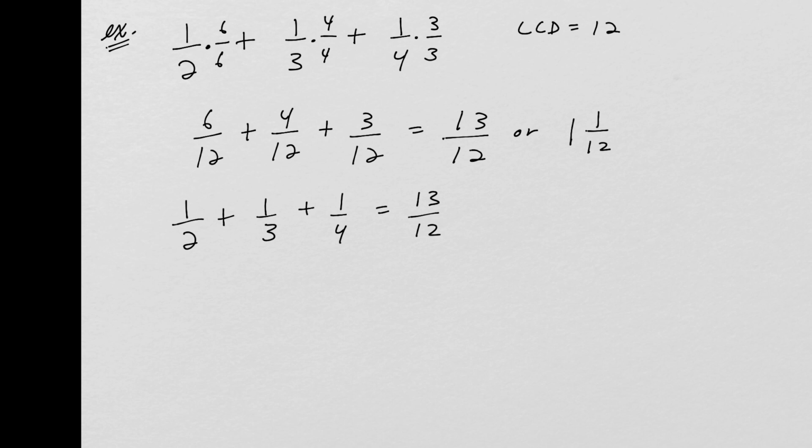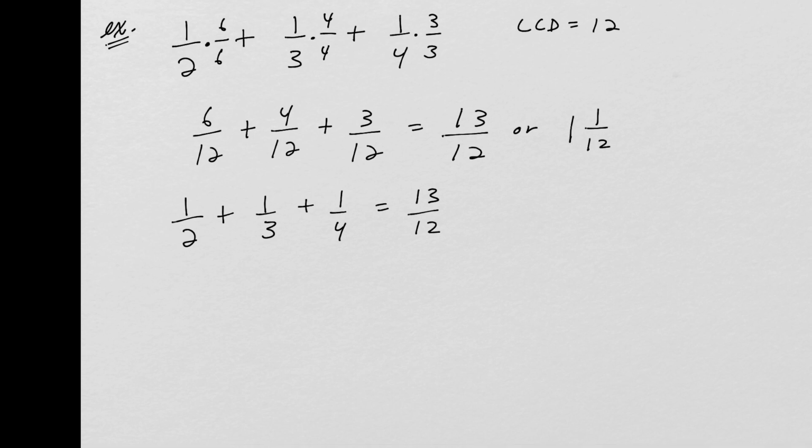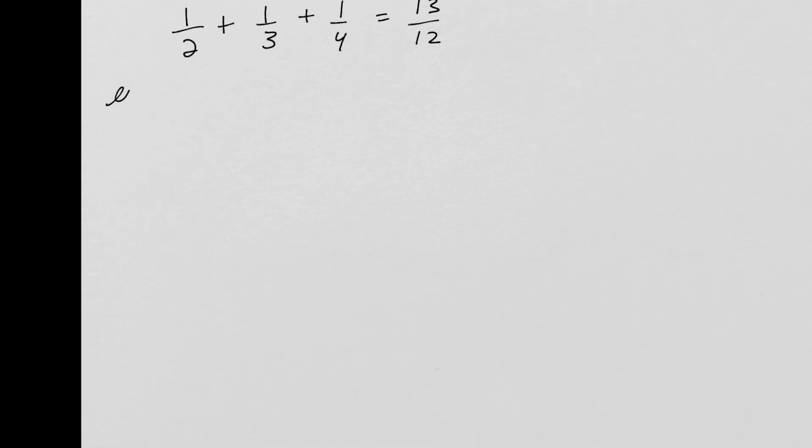Okay, same thing with subtraction. So if I have 5/6, let's say, minus 1/8. First find, right, the lowest common denominator. So it looks like, let's see, it looks like it'll be 24. Here, let's work it out though.